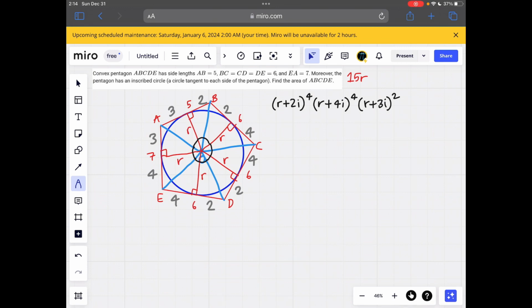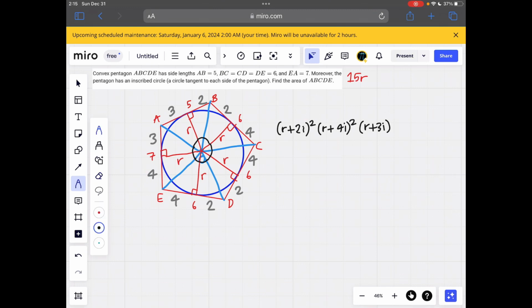And if the argument of this complex number is equal to 2 pi, that means it's a real number. So it has to be a positive real number, that is the square of another real number equal to r plus 2i squared, r plus 4i squared, r plus 3i. This is a negative real number since it has argument equal to pi. So we just want the imaginary part of r plus 2i squared, r plus 4i squared, r plus 3i to be equal to 0. The number of times i shows up in the end is equal to 0.